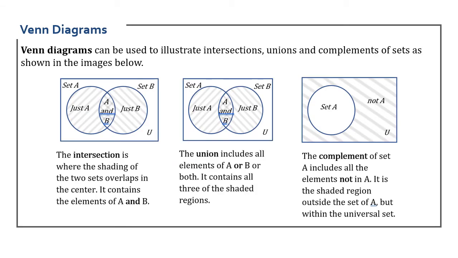So Venn diagrams can be used to illustrate the intersections, unions, and complements of sets as shown in the image below. So you can see the intersection is where the shading of the two sets overlaps in the center. It contains the elements of both A and B. The union includes all of the elements in A, B, and A and B. And then the complement is everything that's not in the set, but that's out in the universe.